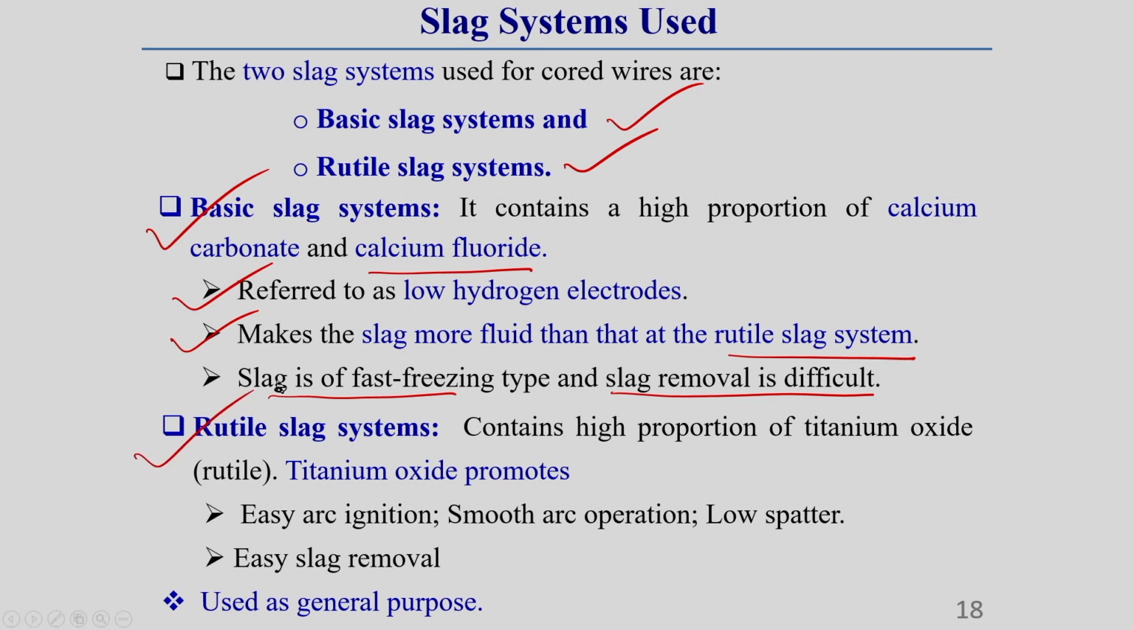Another one is called rutile slag system. It contains mainly titanium oxide, which is also called rutile. This titanium oxide promotes easy arc initiation, smooth arc operation, low spatter, and whatever slag develops in rutile slag system, this slag is generally easier to remove than the basic slag system. This rutile slag is generally used for general purpose welding, whereas basic types of slag system are generally used for very costly and very high precision quality welding processes.